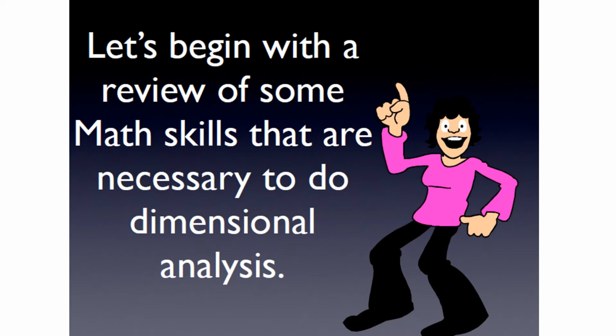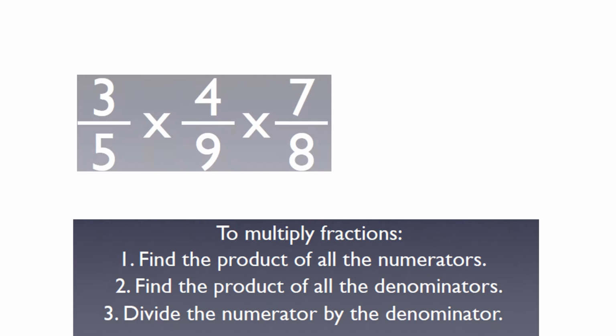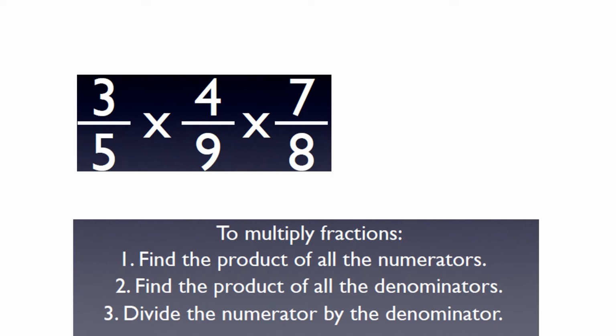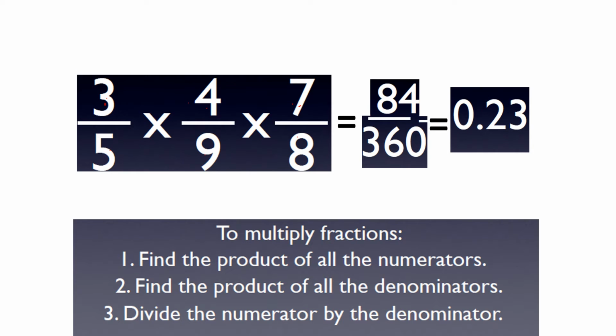So that last problem was sort of like the advanced level of dimensional analysis. We are going to start simple and then work our way to those sorts of problems. A little bit of math review that you need to know before you start dimensional analysis. If you have three fractions and you're multiplying them together, the way you would do this is you would find the product of the numerators, 3 times 4 times 7, and that would be 84. And then you would multiply the denominator products together to get 5 times 9 times 8 to give 360. Then you divide the numerator by the denominator to get a decimal.